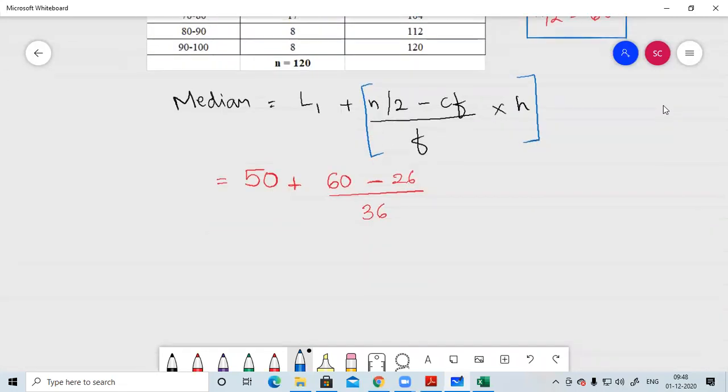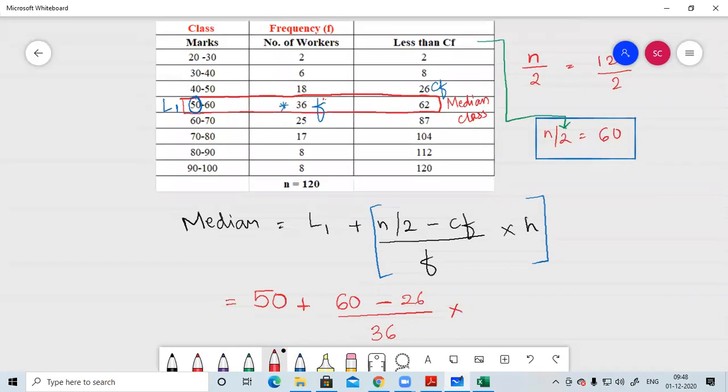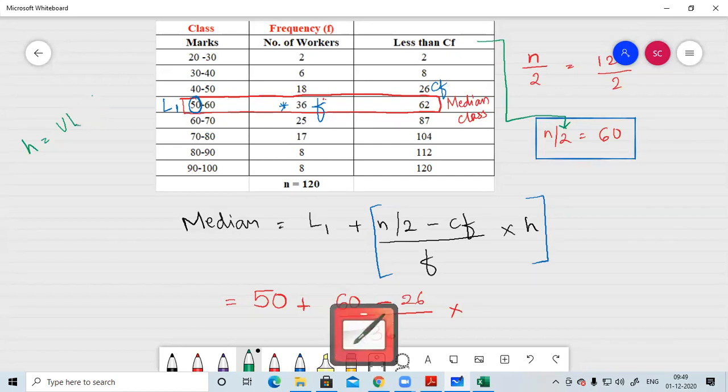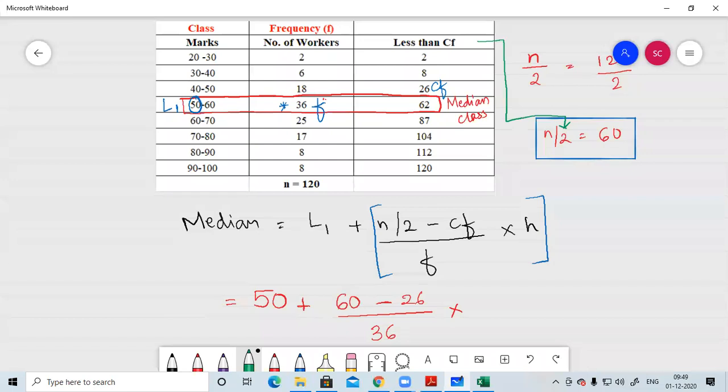Okay. Multiplied by H. Now what is H or I? That is the class interval. Normally the formula for H is upper limit minus lower limit. But we avoid doing this because this will not work in discontinuous data. It will work in continuous data, but not in discontinuous data.